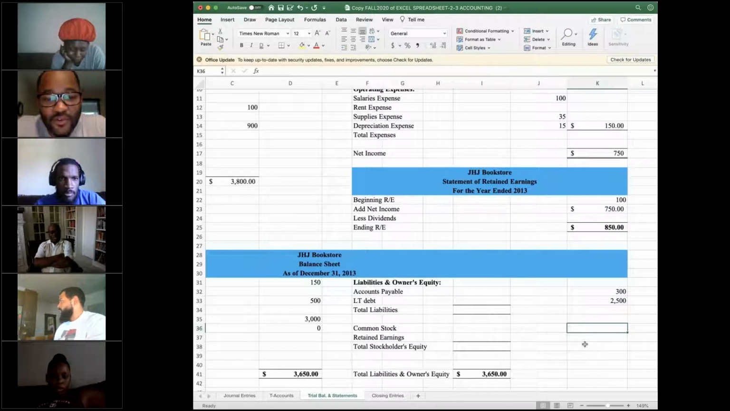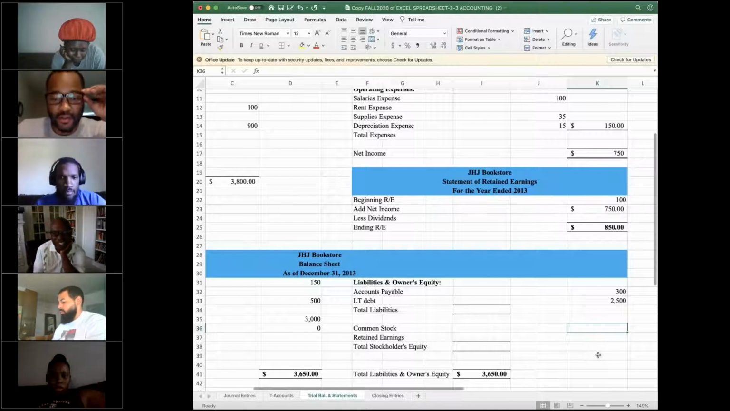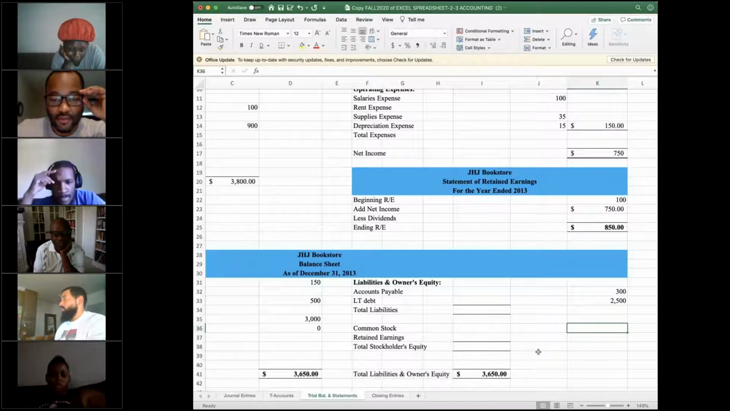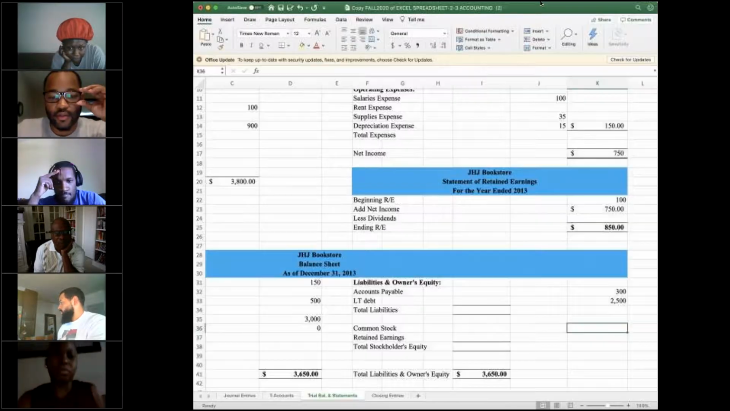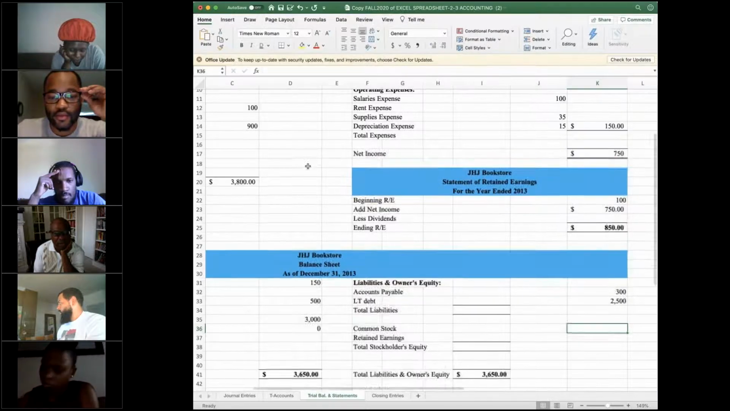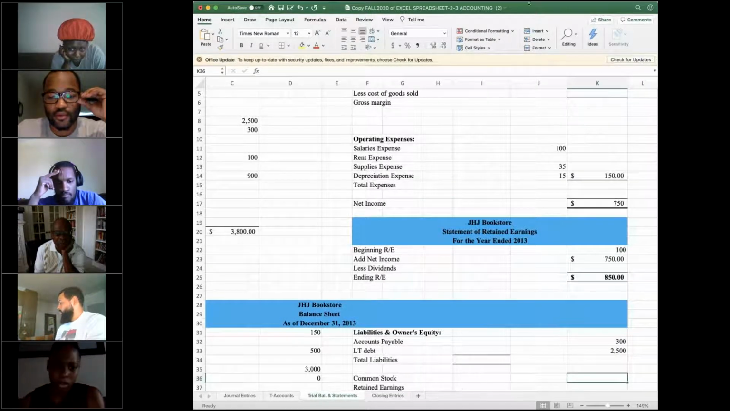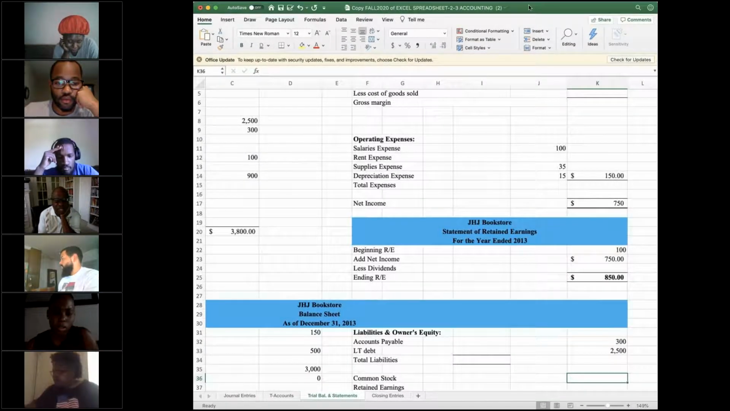We're missing 450 somewhere. You're missing what? 450. Oh, wait a minute. The accounts payable is 300, okay? I combined credit card payable and accounts payable and got 300 for that. So I put that 300 in for you. Then I got the long-term debt.